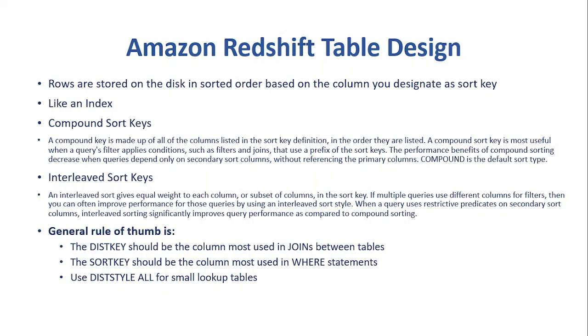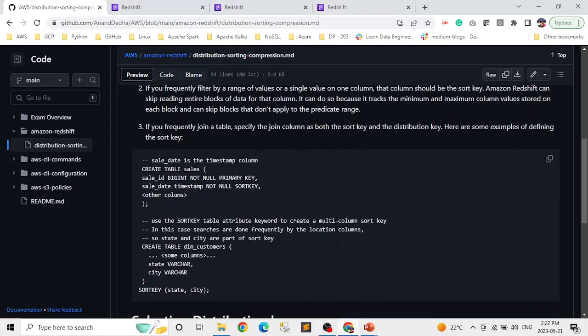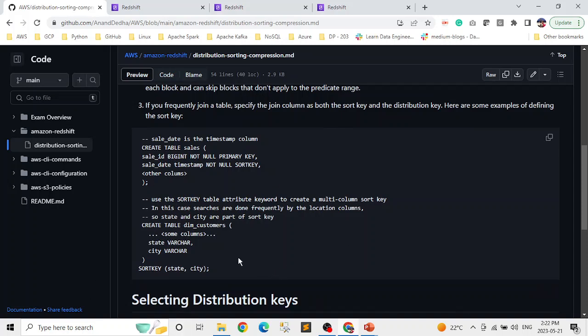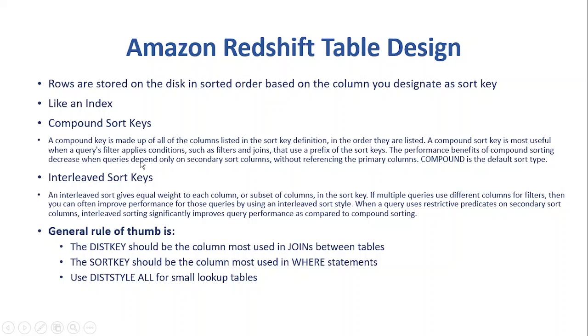There are two types of sort keys: compound and interleaved. A compound sort key is made up of all the columns listed in the sort key definition. If I go back to my GitHub, for example, in the highlighted section here, state and city are both sort keys. So this is a compound sort key. A compound sort key is made up of all the columns listed in the sort key definition, in the order they are listed.